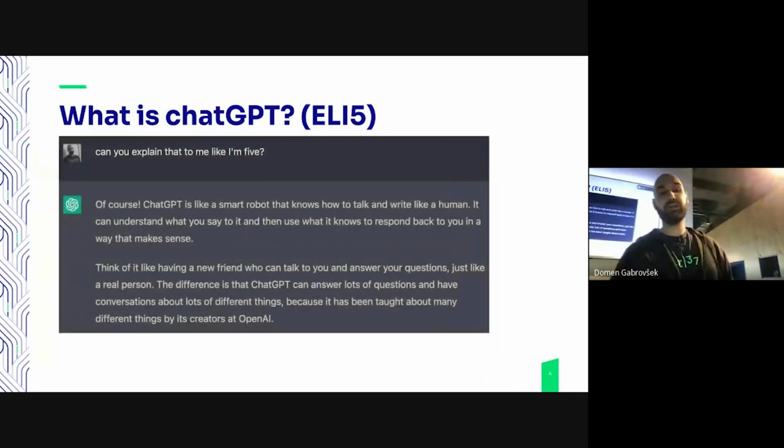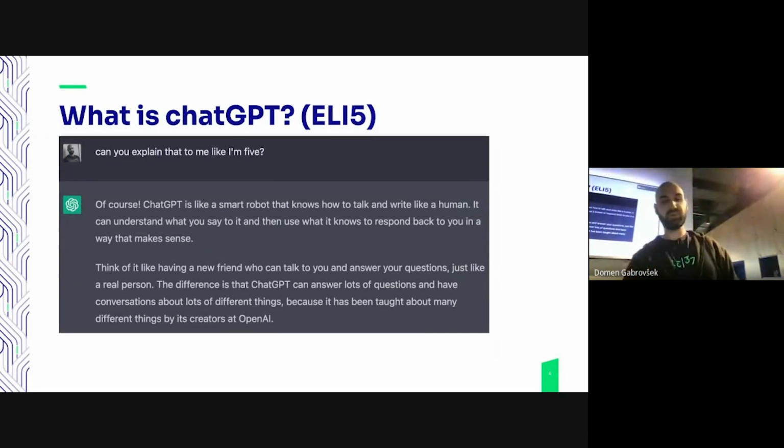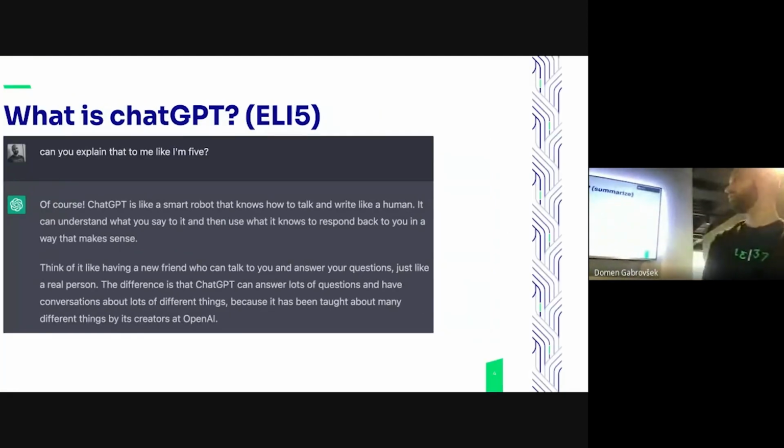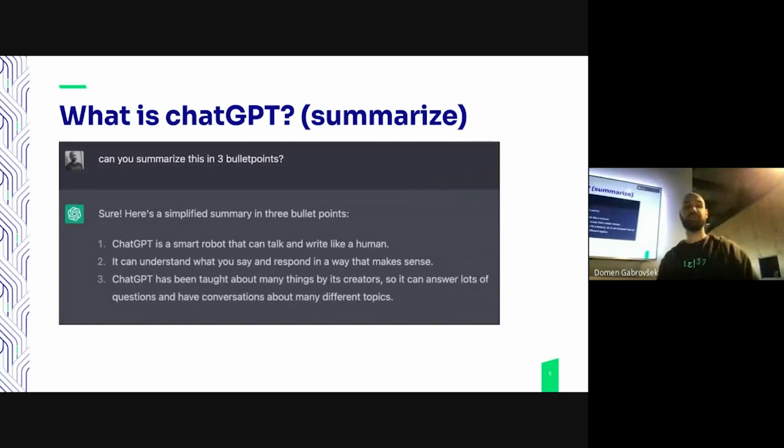So we say, can you explain it like I'm 5? Of course we can. I'm a smart robot and I can talk like a human and I can understand what you say and I will tell you what you want. Okay, great. But this is still a lot of text. So can you summarize this in a shorter form? So we have 3 bullet points, and this is quite useful.